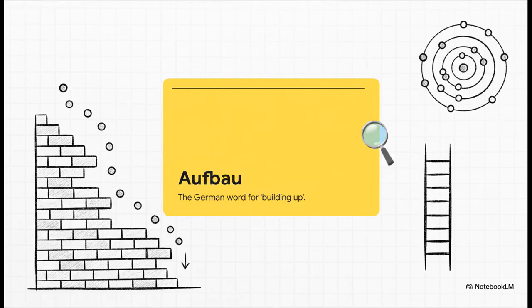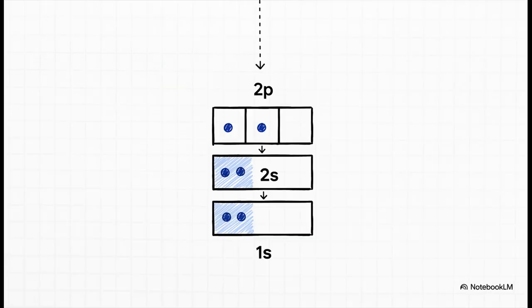And get this, the name itself gives us a huge clue. Aufbau is actually German for building up, and that is literally what's happening here. We are building the atom one electron at a time from the ground state upwards, just like you'd construct a building from the foundation. Now, here's the key. This building process follows a very specific blueprint. Electrons always fill the 1s orbital first, then the 2s, then the 2p orbitals, and so on.